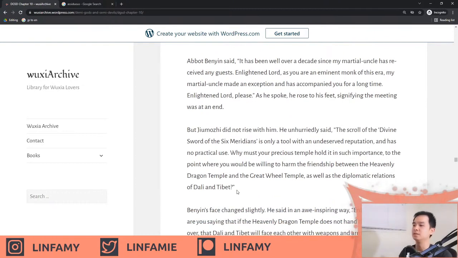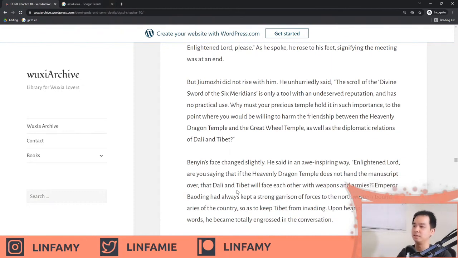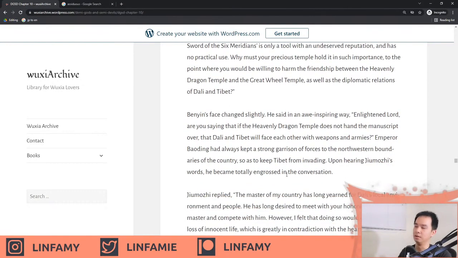He unhurriedly said, the scroll of the divine sword of the 6 meridians is only a tool with an undeserved reputation and has no practical use. Why must your precious temple hold it in such importance, to the point where you would be willing to harm the friendship between the Heavenly Dragon Temple and the Great Wheel Temple, as well as the diplomatic relations of Dali and Tibet? Bunyin's face changed slightly. He said in an awe-inspiring way, Enlightened Lord, are you saying that if the Heavenly Dragon Temple does not hand the manuscript over, that Dali and Tibet will face each other with weapons and armies?